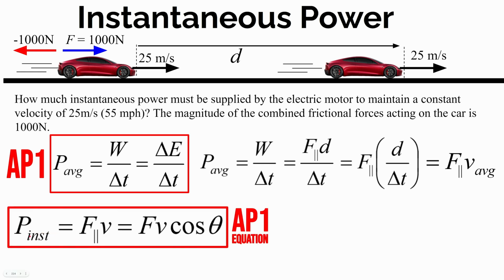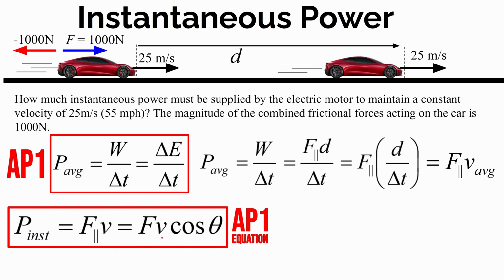So that means we can calculate the instantaneous power of an object just by taking the size of the external force the object feels times its instantaneous velocity. As long as the force is either in the same direction or the exact opposite direction as the velocity, these two things are parallel. And if not, we have to add on the cosine of theta term so we can find the component of the force in the direction of the velocity.